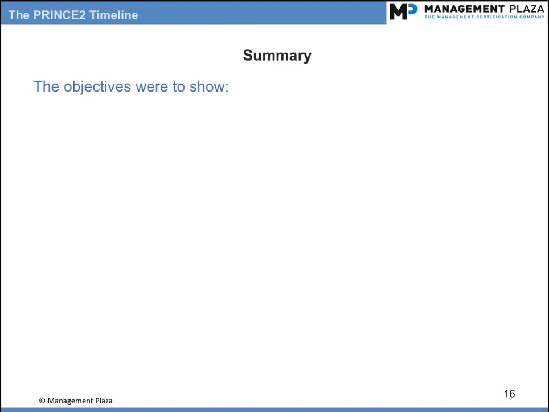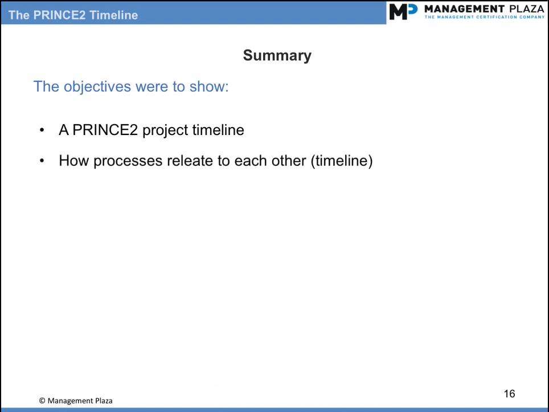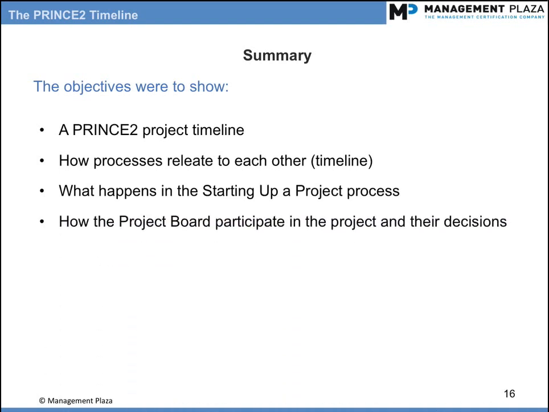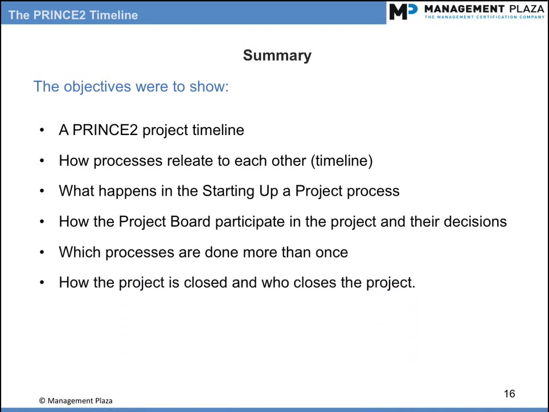Timeline summary. The objective of this project timeline was to show a PRINCE2 project from a timeline point of view, and give you an idea of how the processes may relate to each other, again from a timeline point of view. What is the starting up a project process and its objectives? Show how the project board participate in a project and the decisions they make. Show which processes are done once and more than once. Show how the project is closed, how the closing a project process is part of the last stage, and who closes the project.